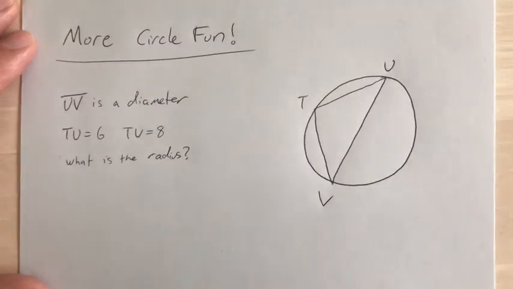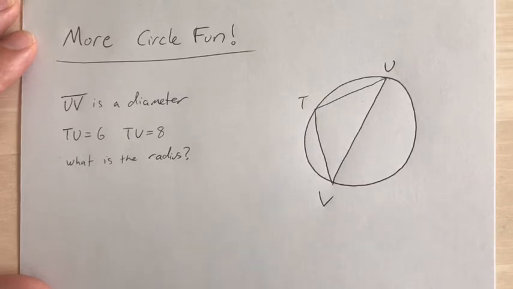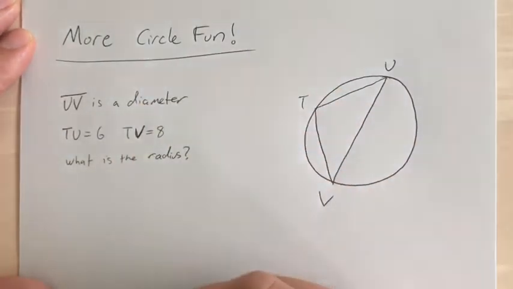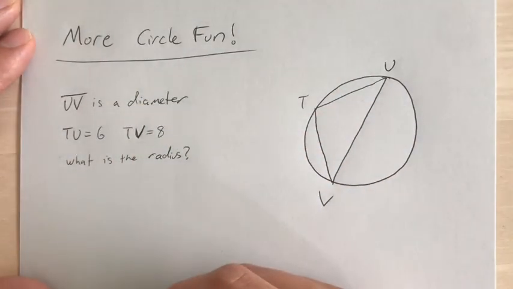All right, a little bit more circle fun and some more examples for you. All right, so we have a circle. We have UV as the diameter of that circle. We know that TU is equal to 6. We know that line TV, which of course looks like TU because my penmanship sucks, is 8. They want to know what the radius of this circle is, okay?